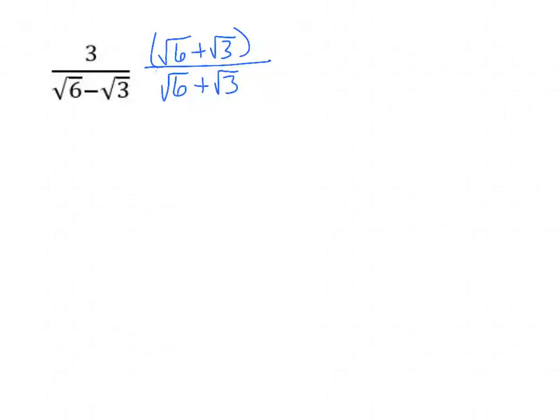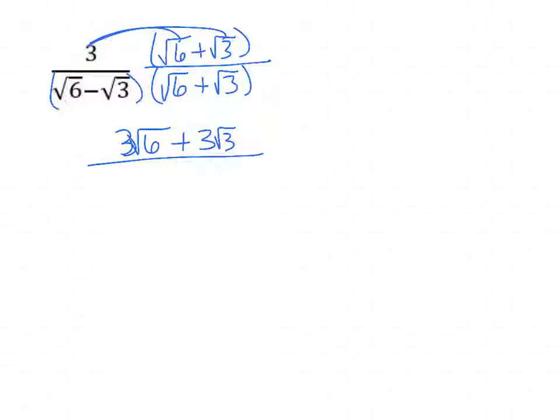Think of these as binomials. We're going to be doing some FOIL and such. For my numerator, I'm going to take 3 and distribute it. That would get me a 3 square root of 6 plus 3 square root of 3.